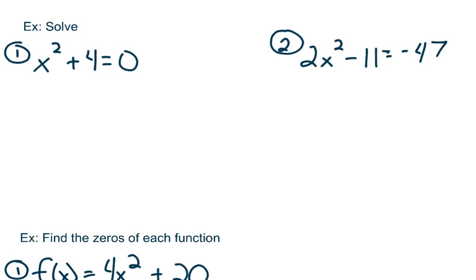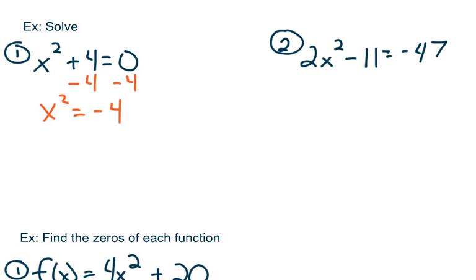So for number 1 here, the rules are going to be exactly the same. We want to get x squared by itself. We're going to do that by subtracting 4 from each side. So that gives me x squared is equal to negative 4. Now this would be where a no real solution would come in, but we know that it's going to have a solution. Every problem has a solution, but it just might not be a real solution.